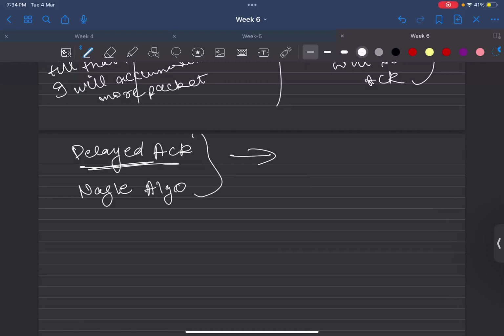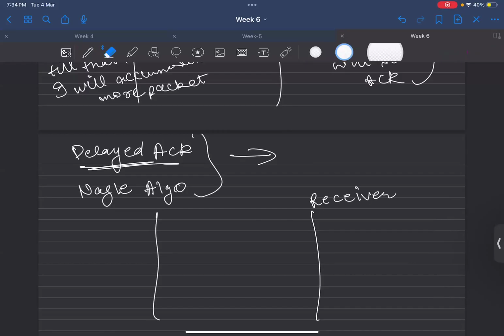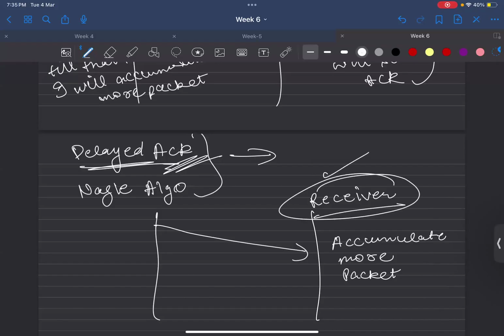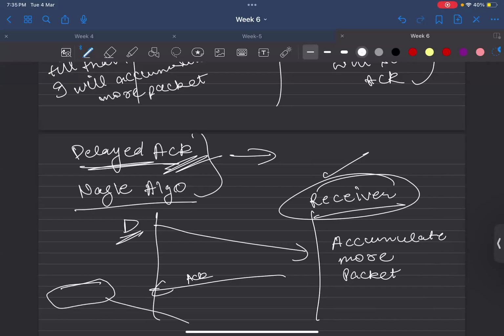Delayed acknowledgement says that the receiver will wait to accumulate more packets and delay. As the name suggests, I'll delay the acknowledgement. I'll not send the acknowledgement until enough data is accumulated. So the receiver says, I will not send the acknowledgement because enough data is not accumulated. Nagle's algorithm says, I will send only a small packet first, and once I receive the acknowledgement, enough packets will be accumulated, then I'll send the larger number of packets.